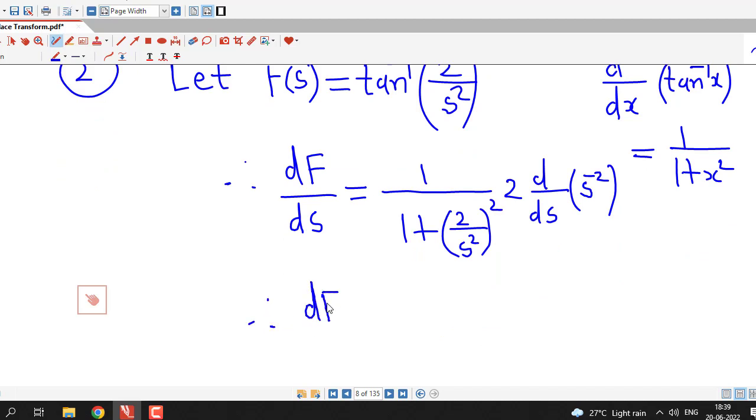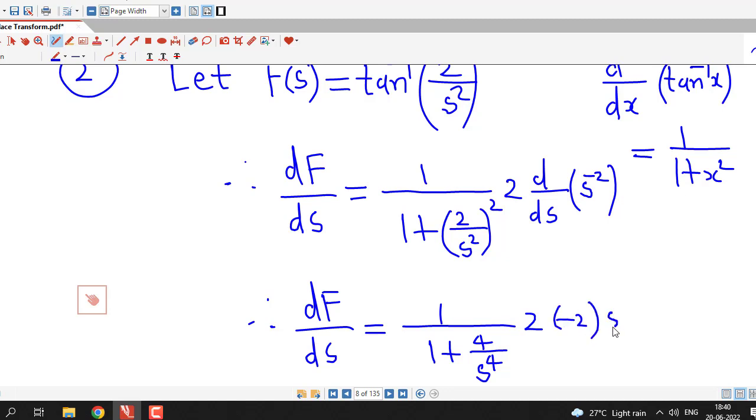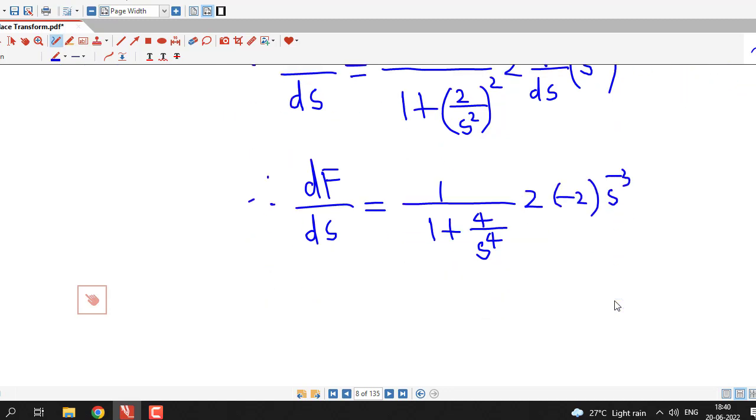Therefore dF by ds, now we simplify this. Here we will have square of 2 by s square, that is 4 divided by s raised to 4, and 2 as it is. Here we will have minus 2 times s raised to minus 3. Again we simplify this, we can rewrite as s raised to 4 plus 4, and s raised to 4 will be in the numerator. This is going to be minus 4 divided by s cube.